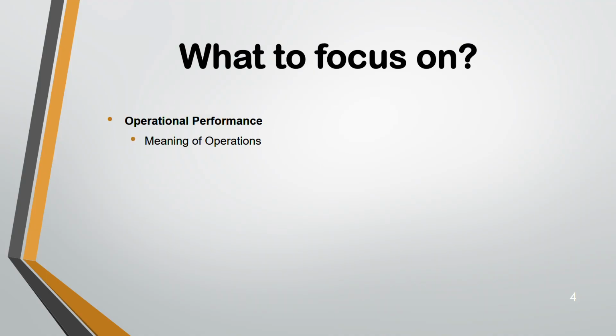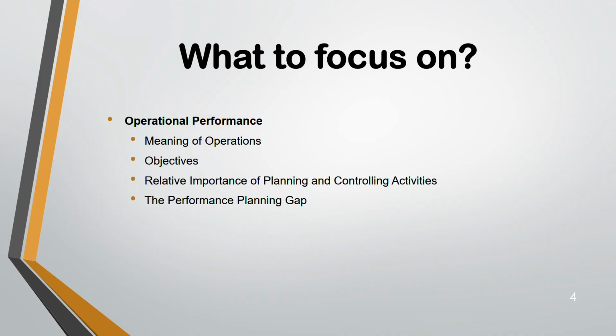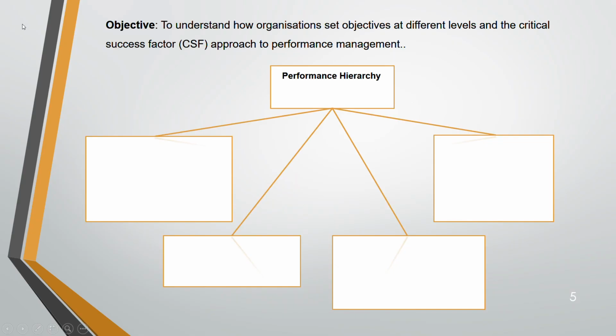Then under operational performance, what is the meaning of operation, the objectives, importance of planning and control activities, the performance planning gap. And then we are going to conclude with the syllabus, summary, and technical articles. So this is the graphical representation. The main objective of this lecture is to understand how to set objectives at different levels.